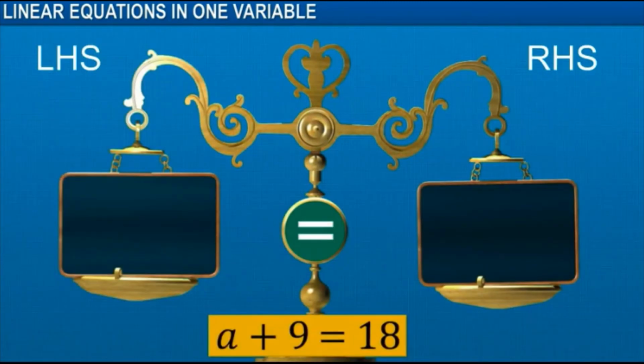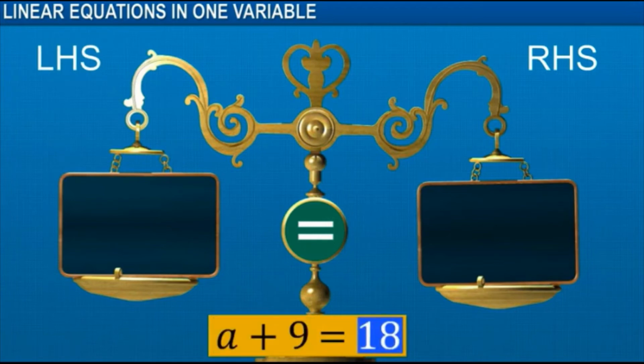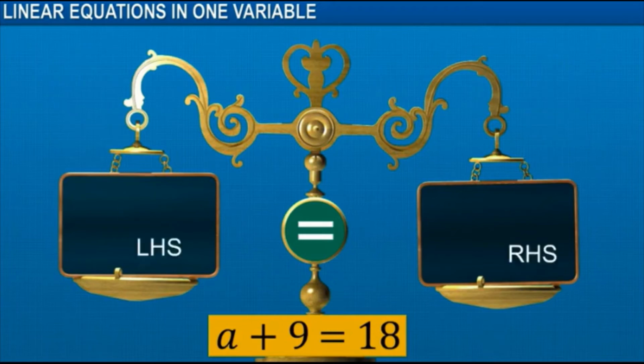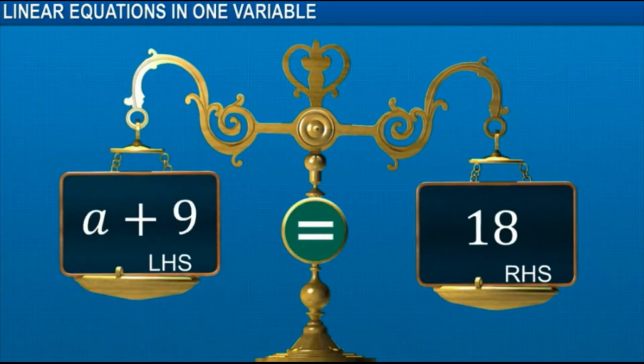The expression on the left of the equality sign is the LHS of the equation, while that on the right is its RHS. Let's analyze this equation further using a balance scale. We will place the LHS of the equation on the left pan of the balance and the RHS on the right pan. As you can see, both sides are equal. The values of both the LHS and the RHS are equal.